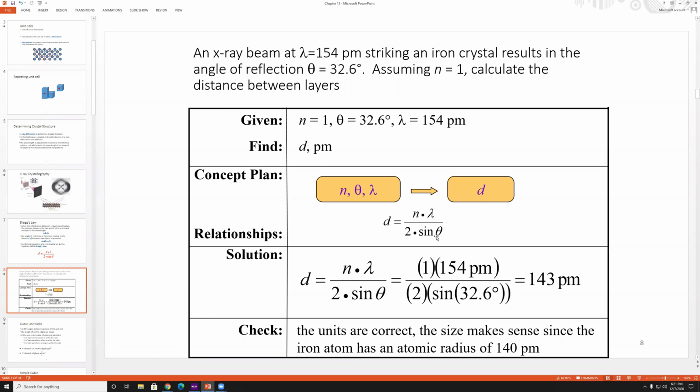So we can straight up use Bragg's Law. n, good question. n is always 1, unless they tell you otherwise. So n, usually it's going to be 1.